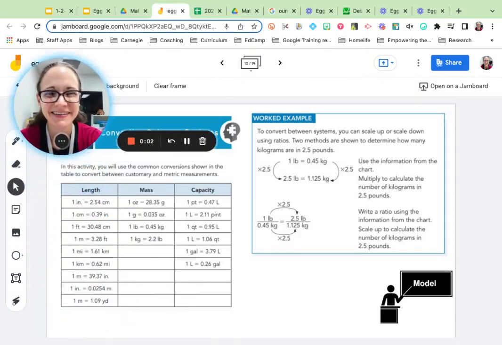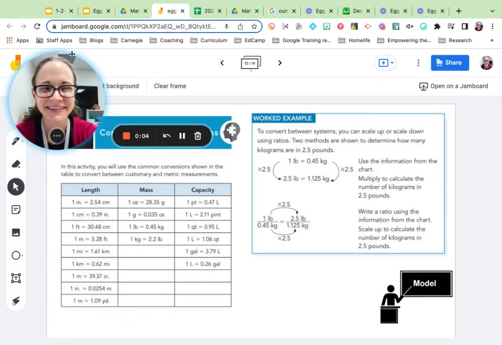In the last video, we spent a lot of time comparing rates that had fractions in the numerator and the denominator, or both. In this activity, we're going to be working more with decimals, and the goal is to convert between customary and metric measurements. This table is a reference for you. This tells you equivalent amounts in the metric and the customary system for length, mass, and capacity or volume.